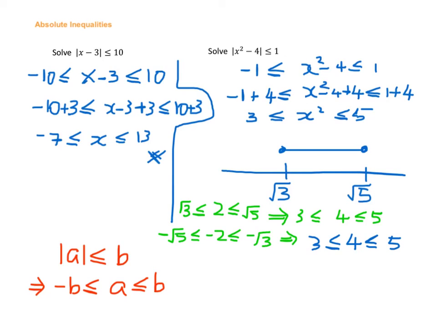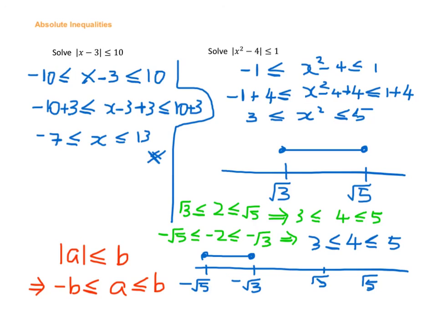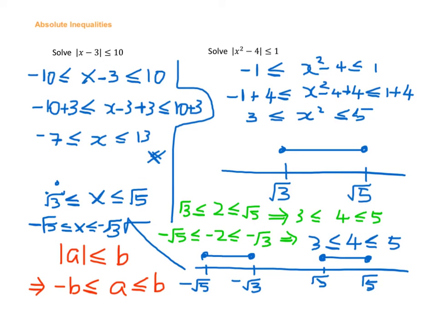So that means there are actually 2 sets of answers. The first set of answers is between negative square root of 5 and negative square root of 3, and the second set of answers is between positive square root of 3 and positive square root of 5. In other words, the answer will look like this. And so this together will be the solution to this particular inequality.